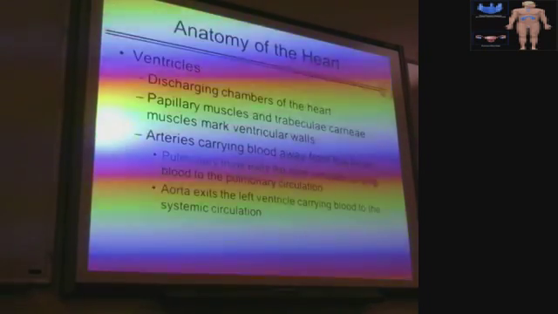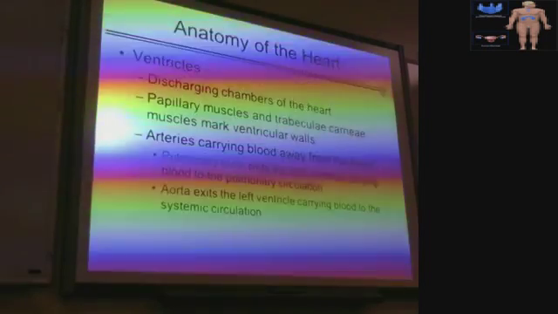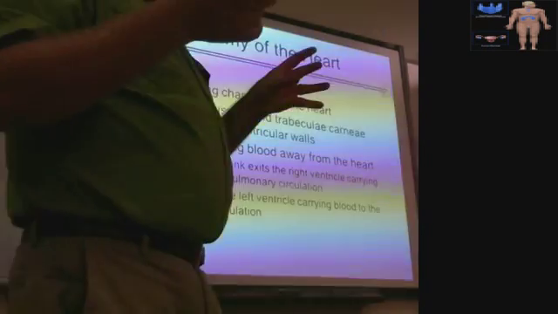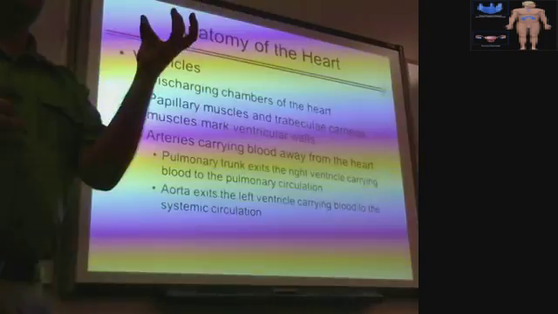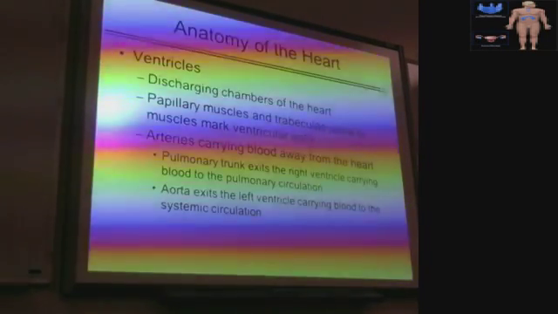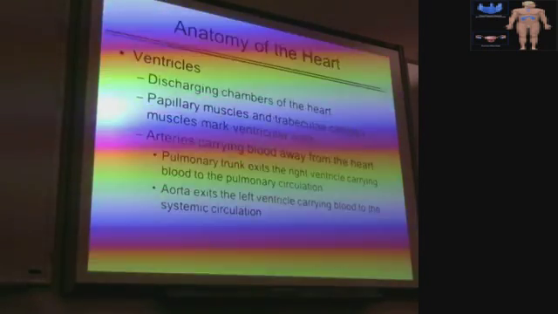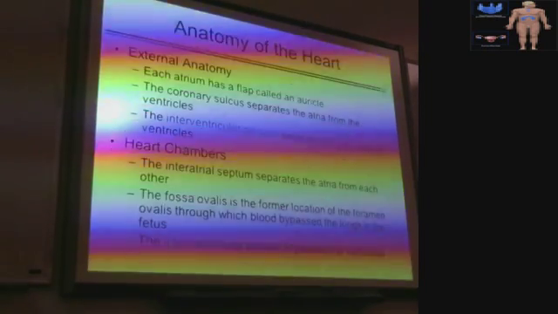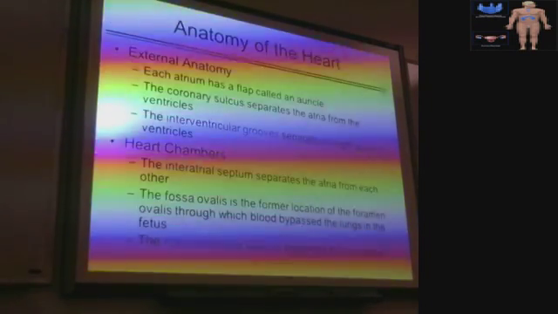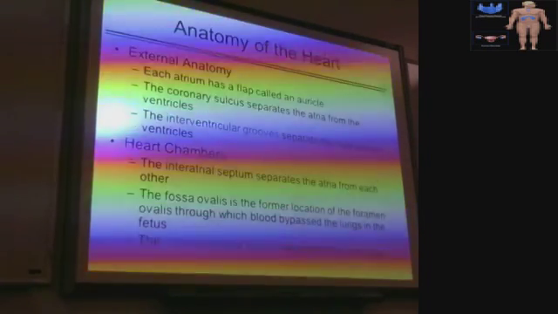Okay? The aorta exits the left ventricle. The left ventricle is the largest chamber of the heart as far as its muscular content, with a very thick musculature. It pumps out and carries blood through the aorta to the body. Okay? External anatomy of the heart. Each atrium has a flap called an auricle, which we talked a little bit about. Okay? What is an auricle?